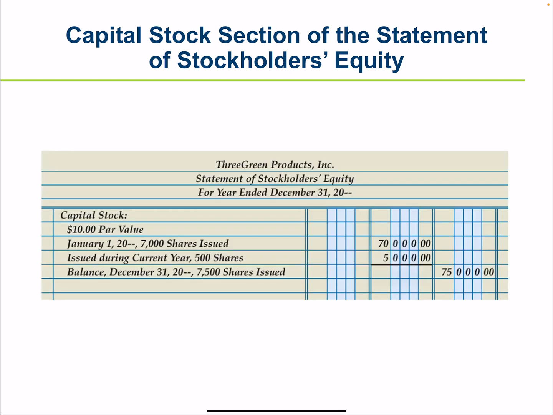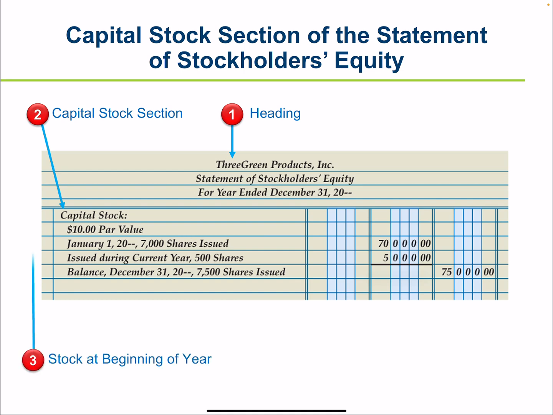So when we take a look at our statement of stockholders' equity, the top part deals with our capital stock. We write our capital stock section heading, and again, that is just the heading for our section. We have our stock at the beginning of the year. We can see that each share of stock was $10 par value. At the beginning, January 1st, we issued 7,000 shares. So we take 10 times 7,000 and we get 70,000.